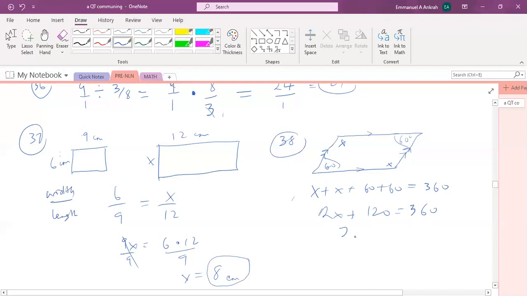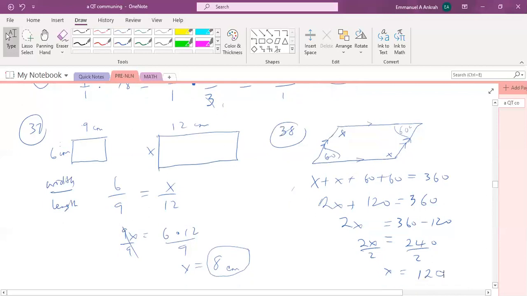So 2x will be equal to, minus 120 from both sides, 360 minus 120, so that is 240. And then divide by two. So your x should be 120 degrees. Another quick way to do this is to add 60 plus 60, that's 120, subtract from 360 and divide by two. That's the algebra that we've done.